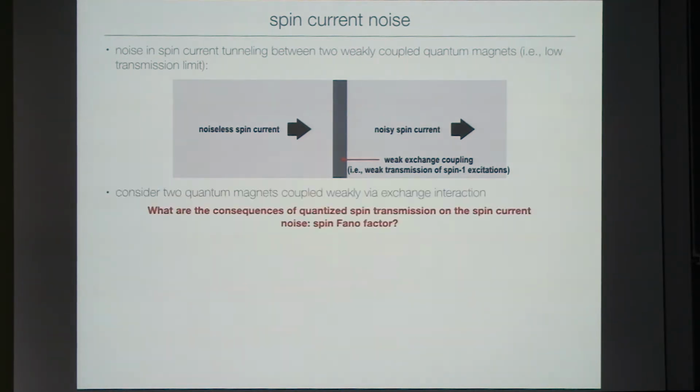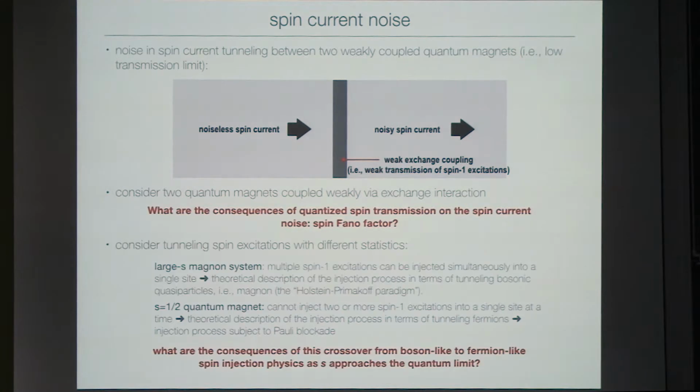And the question is, can we reveal the quantum of the spin excitations, the spin moment or spin unit of each of the quasi-particles that are tunneling through? And the other thing is, can we look at the statistics of the spin quasi-particles?